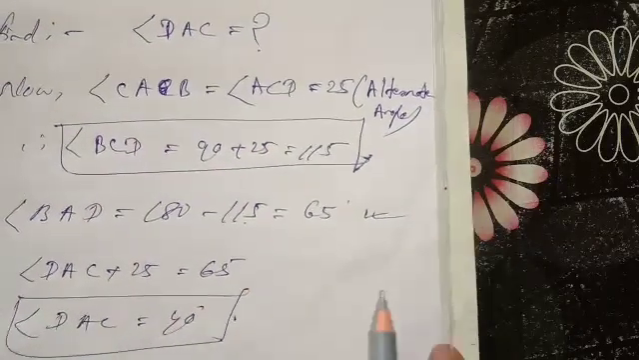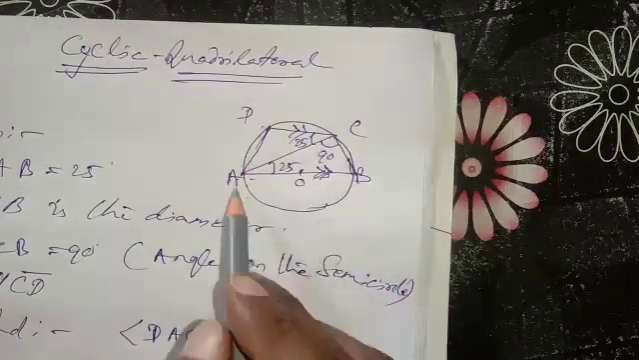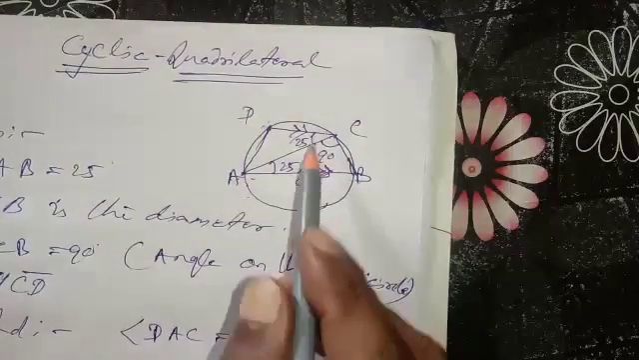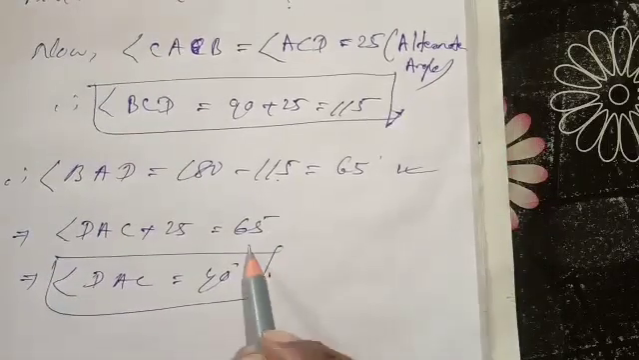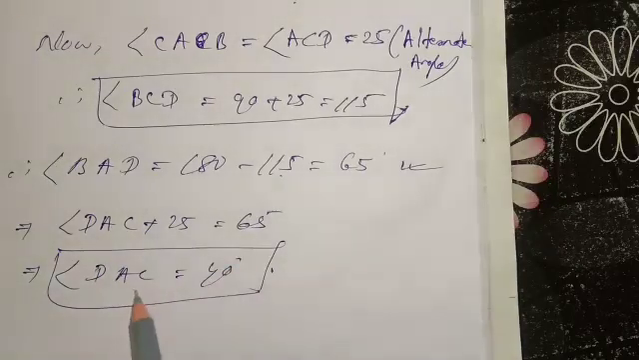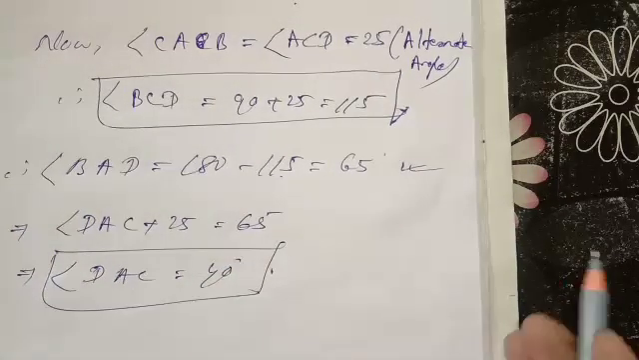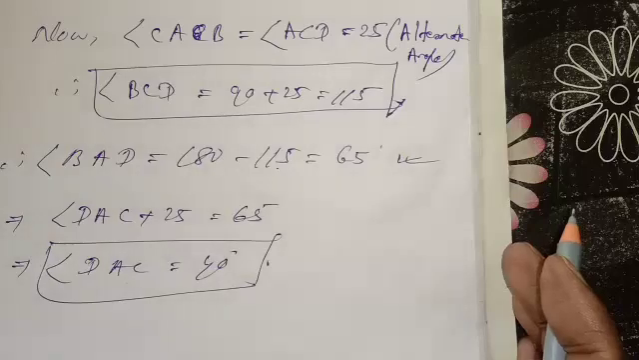Now DAB means DAC plus CAB. 25 plus this angle equals 65. Yes or no? Therefore DAC is equal to 40 degrees. In this question, one comment. Let's go to one more question.